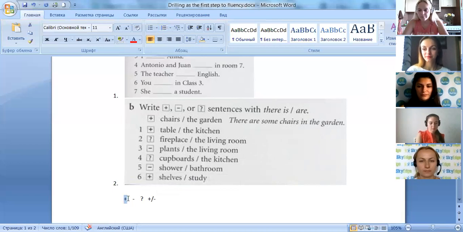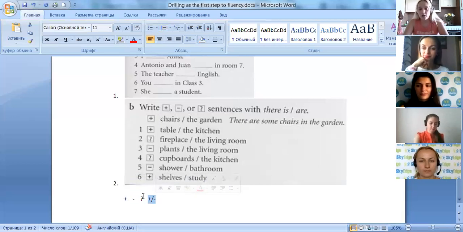Now, number one, table, the kitchen. Positive. There is a table in the kitchen. Sounds like a robot. There's a table in the kitchen. Oh, nice. Okay, now next, negative. There isn't a table in the kitchen. Question? Is there a table in the kitchen? Yes, there is. No, there isn't. Okay, very good. And then we repeat with all the sentences.